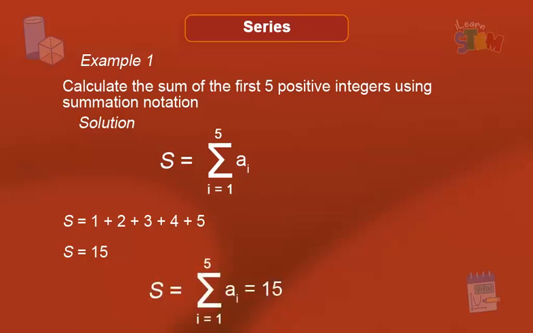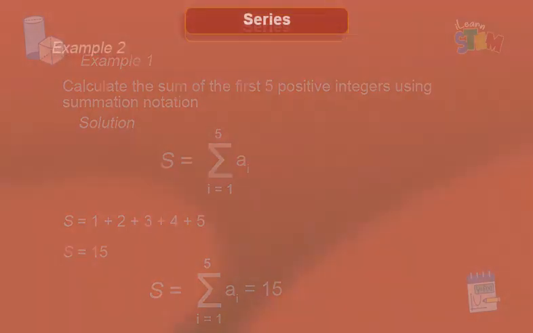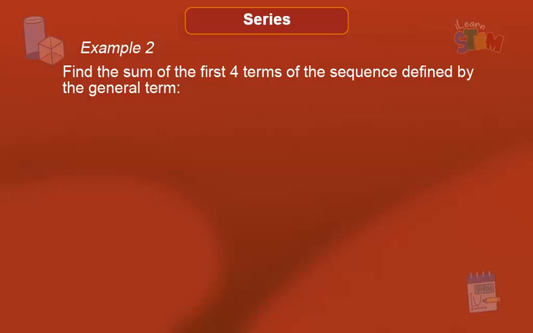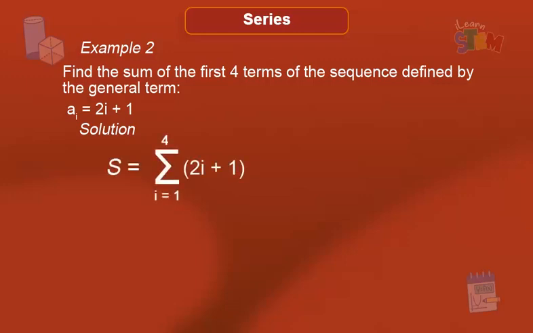Now that we've explored summation notation with a simple series, let's take it a step further by working with a sequence defined by a general term. Example 2. Find the sum of the first 4 terms of the sequence, defined by the general term below. Solution. The summation notation can be represented as stated below. This means that we are adding the terms starting from 1 to 4 using the formula 2i plus 1 for each term. Now, let's substitute the values of i into the general term.